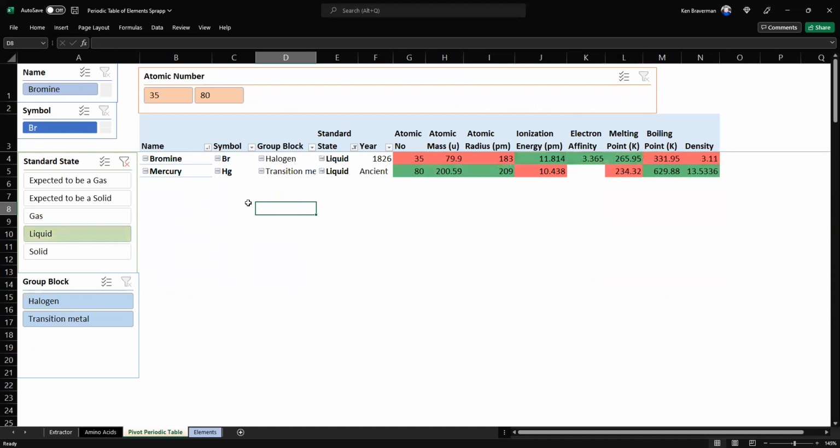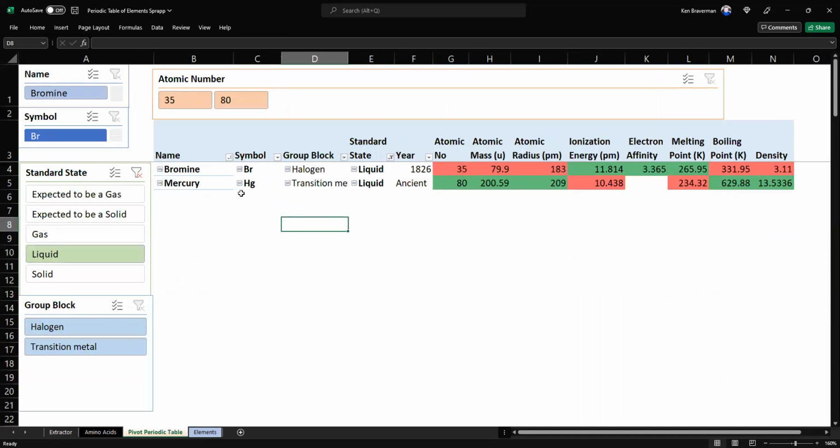What about the liquids? There's only two liquids? No way. There are only two liquid state elements. That should be a Jeopardy question. None of these are expected to be a liquid. What are they? Bromine and mercury. And we hear all these crazy things about mercury.